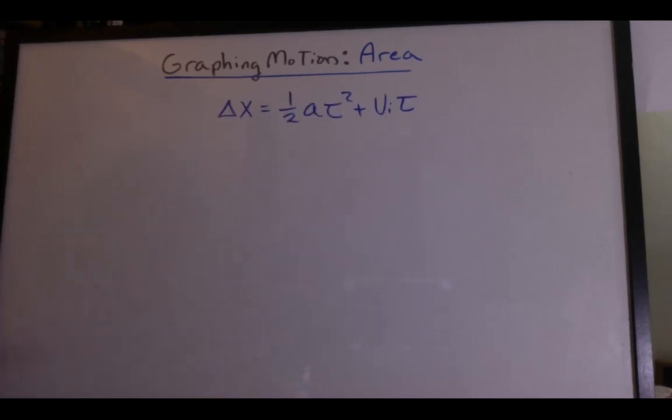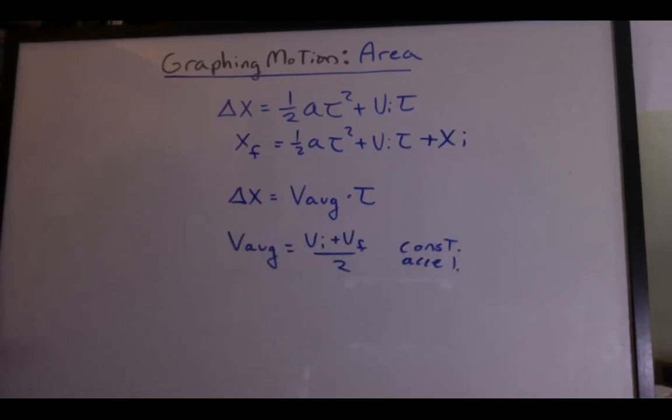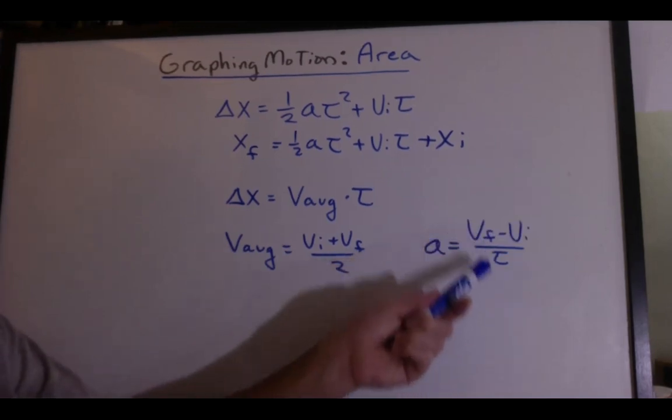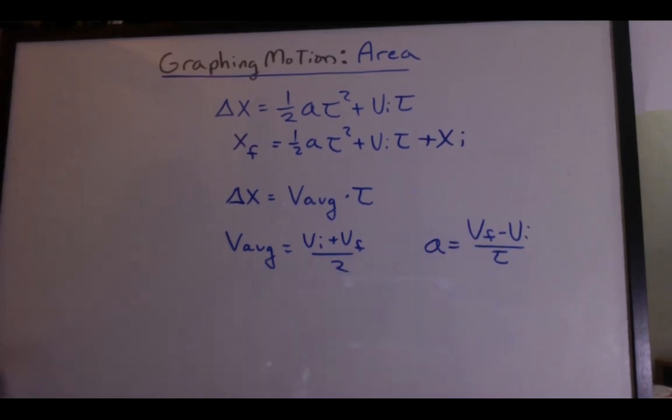The displacement is equal to 1/2 a t squared plus V_i t. And you can break up the displacement into x final minus x initial and bring the x initial to the other side. Either way, it's the same formula. We've also seen on the graphs that the V average times time is also your displacement, and that the V average can be found from V initial plus V final divided by 2, as long as we have constant acceleration. And of course, we remember that acceleration is the change in velocity over the change in time. Well, let's see what we can do by combining these.